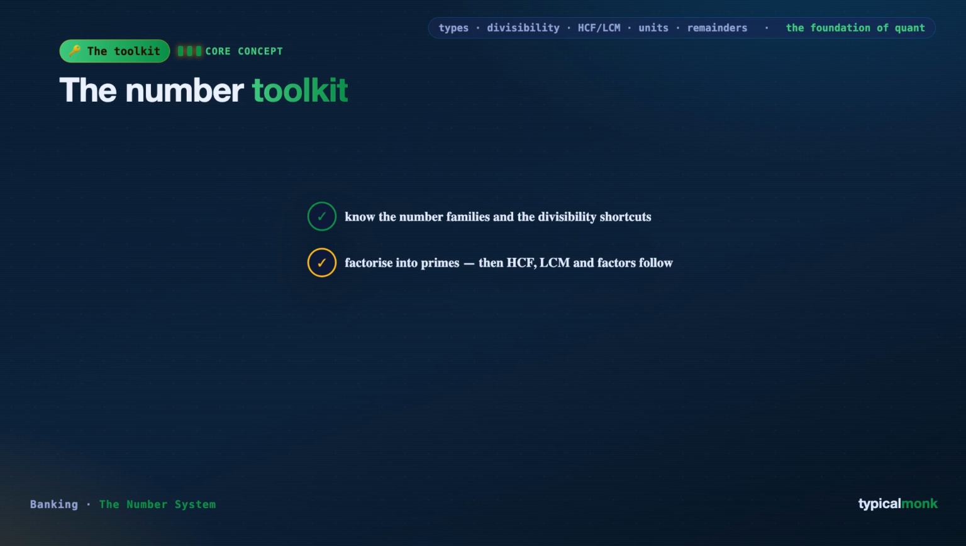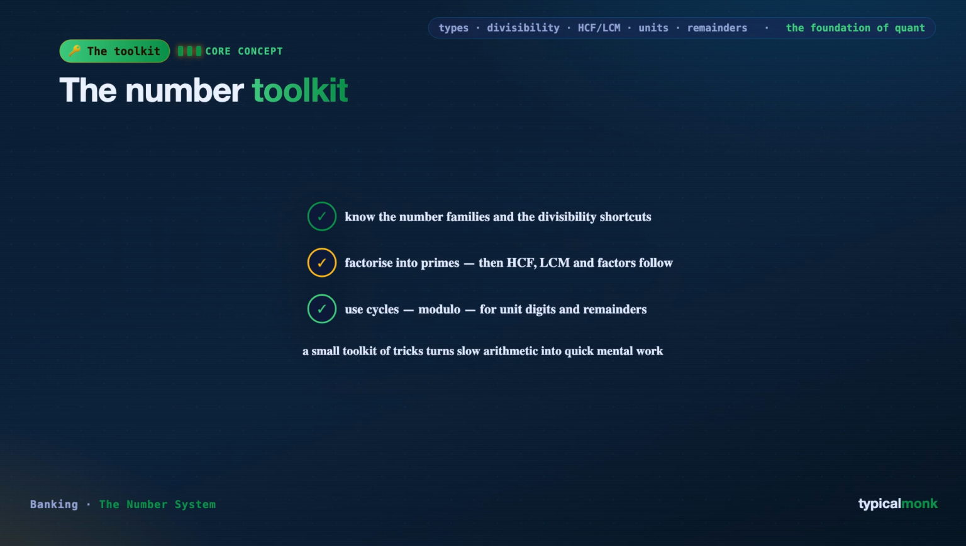Second, factorize into primes, and then HCF, LCM, and the full list of factors all follow. Prime factorization is the hub of this whole area. Break a number into its prime building blocks and you can read off its factors. And the moment you have two numbers in prime form, their HCF and LCM drop straight out. One skill, many payoffs.